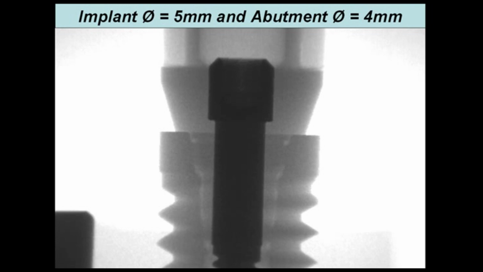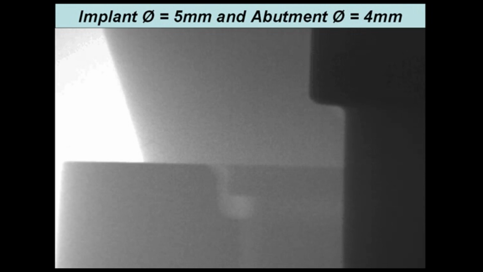But if we compare this with a platform switched solution, in the overview it's really hard to find the micro gap. If we go to the enlargement, we can see that there is a micro gap, but it is really very small. So what is the reason for this?